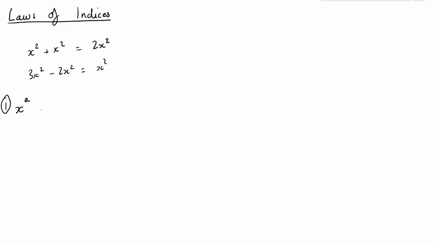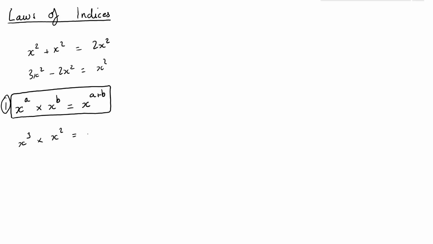If I had x to the power of a multiplied by x to the power of b, notice x is the same number, but a and b change, it becomes x to the power of a plus b. So this is your first law here. And what this means is that if I were to say x to the power of 3 times x squared, this is going to give me x to the power of 5. So I can just add together these two numbers at the top, and that's going to give me the resultant power of the third one.